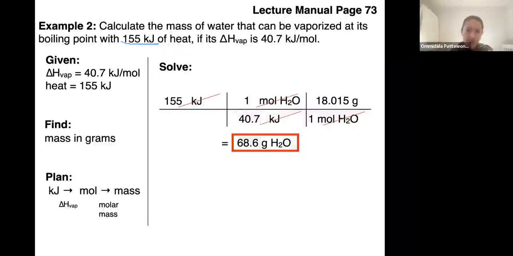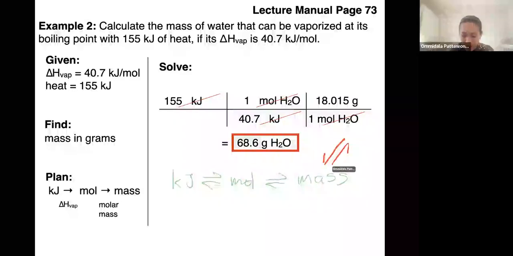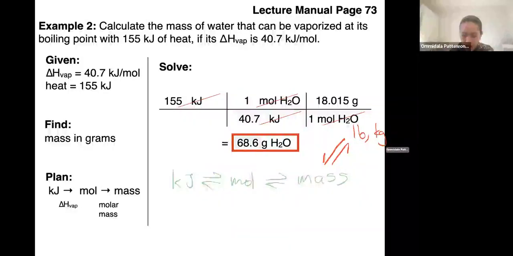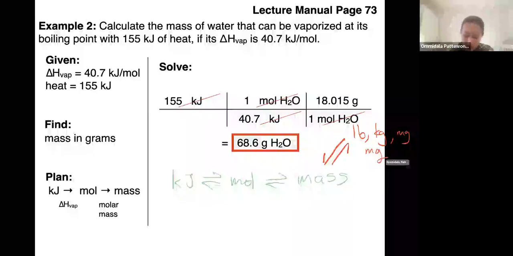To summarize this, the type of calculation that is involved here would be conversion from kilojoule to mole, right? And then mole to mass. And because we learned the conversion of mass before, the mass in here you can also convert to different units as well. For example, pounds, kilograms, milligrams, micrograms, and things like that, right? And you also can use this mass to find out volume as well if you are given density, right?